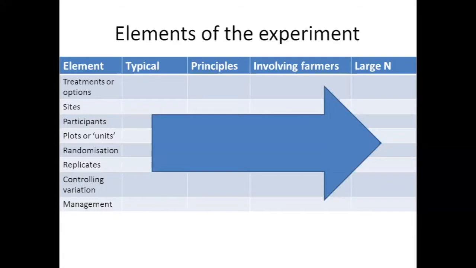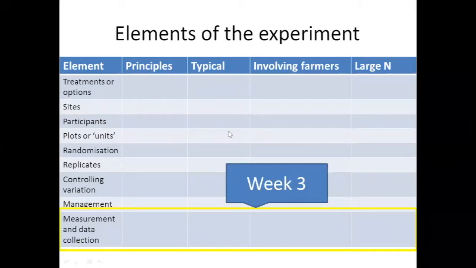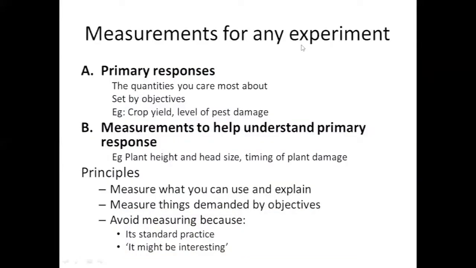What we're trying to do this week is extend this table with one more row, talking about measurement and data collection. And I'm going to try and use the same approach of talking about what the real principles are and how those get modified when we're thinking about involving farmers and when we're thinking about large N trials. So the basic rules are very straightforward.